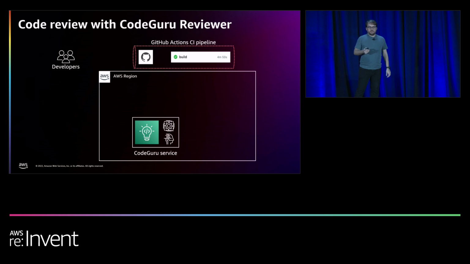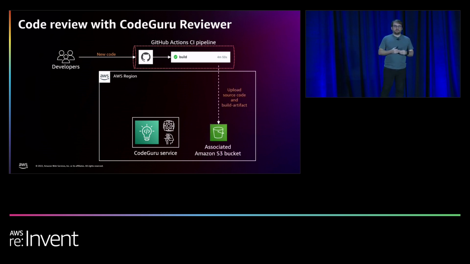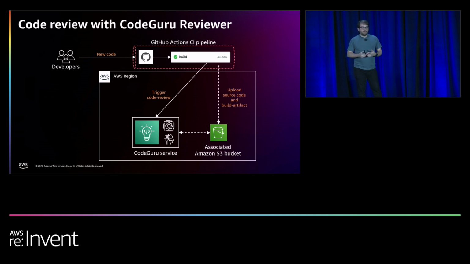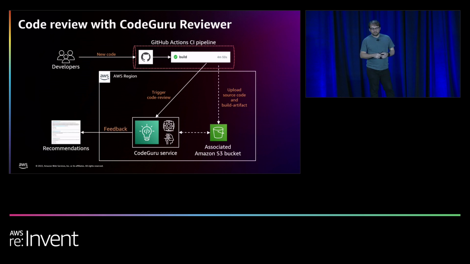The way it works is when the developer pushes code to the Git repository, in this case GitHub, GitHub Actions will pick it up, build the artifact, and then upload to an S3 bucket the artifact along with your source code. And it's also going to invoke the CodeGuru service so that it can scan the code and the artifacts looking for defects and security vulnerabilities. CodeGuru then provides you with recommendations in case there are any, and the developers can access those recommendations from the CodeGuru console or also as comments on the pull request.